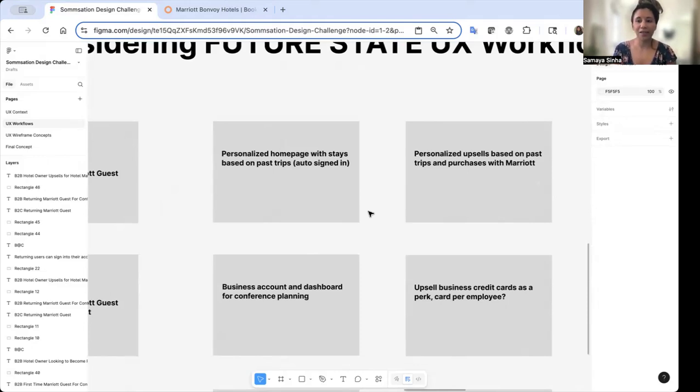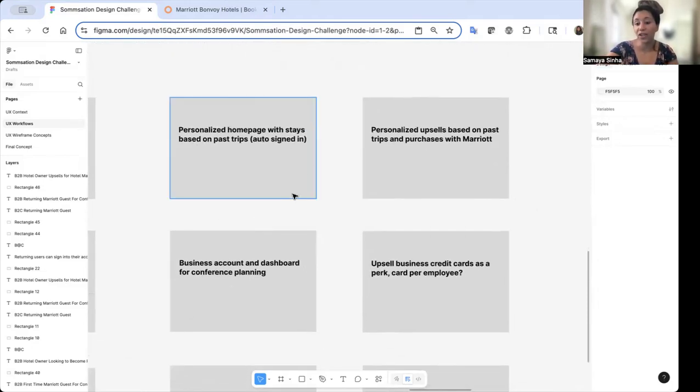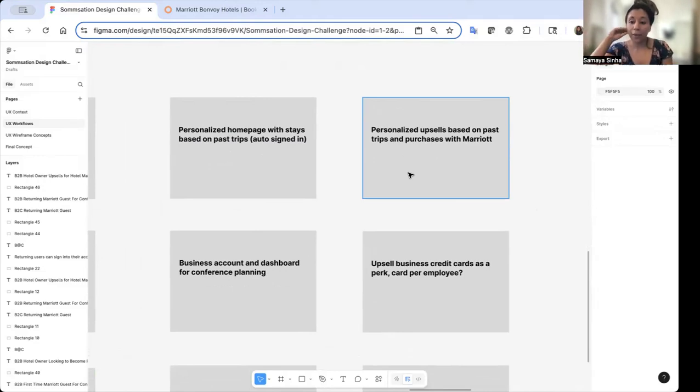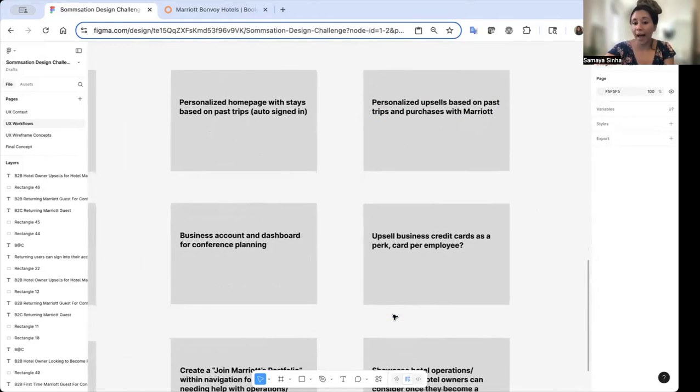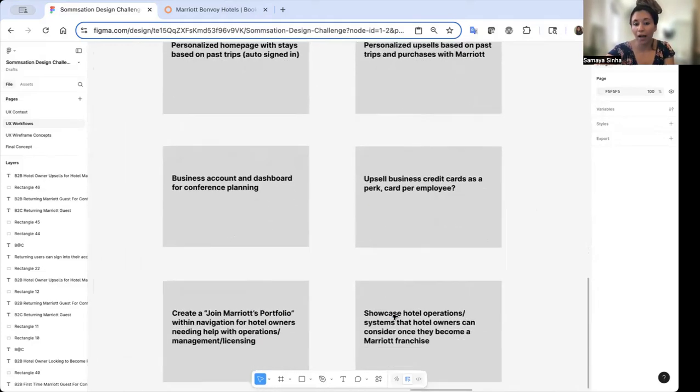And I think those kinds of categories to really categorize all their different stays within the Paris location, because there's hundreds of stays or hundreds of hosts to choose from, is really helpful to narrow down what you're looking for. And so those personalized homepages would really help Marriott, I believe, as well, because when I log in to my Marriott account, I still get the same old homepage. I don't get a customized or personalized homepage. And I would also personalize upsells based on past trips and purchases with Marriott.